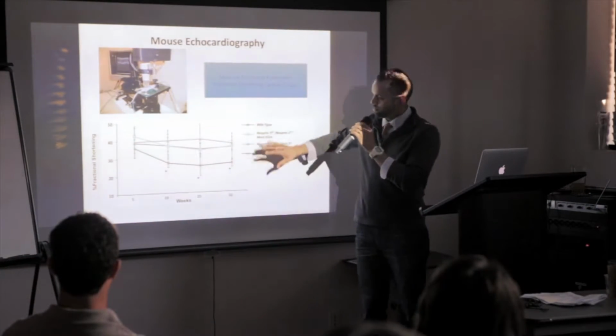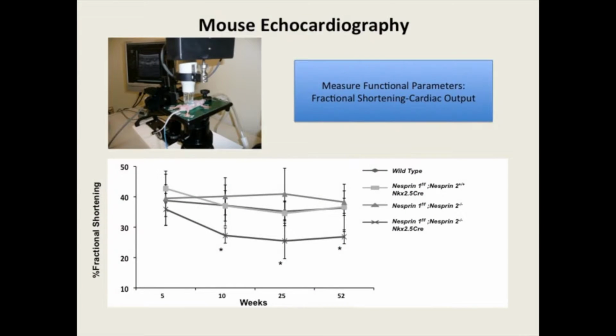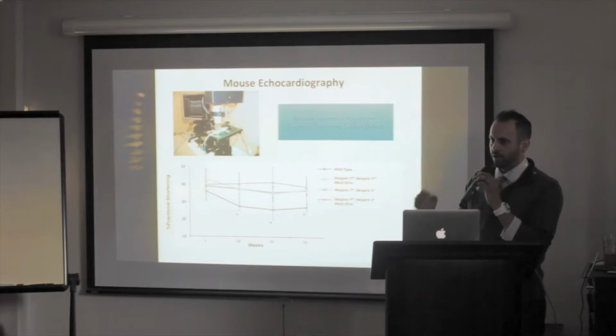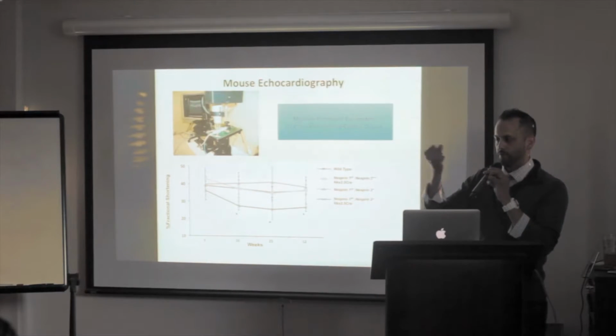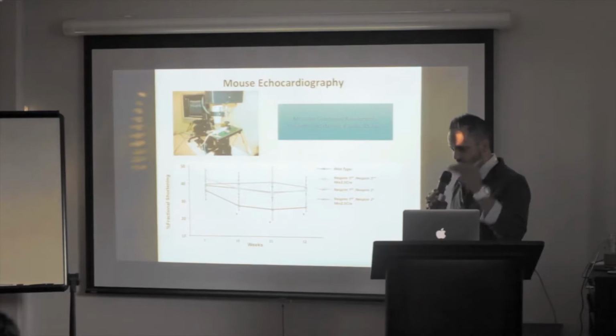And what you can see in this, I'm really simplifying here so I don't run out of time, is that over the life of the animal, from 5 weeks to 10 weeks of age, when you have both nesprin 1 and nesprin 2 deleted, you actually drop pump function. So by deleting both of these factors in the heart, you actually get a weaker cardiac pump. Now, that's at the organism level.